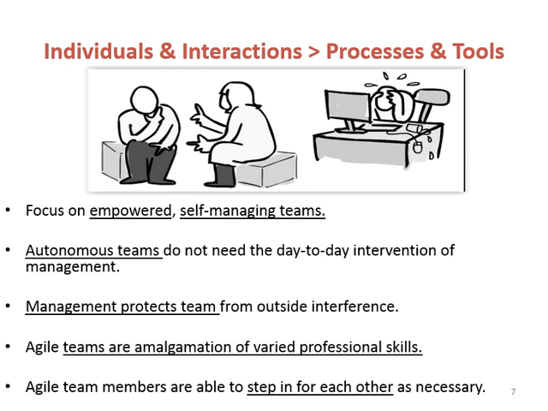Fourth, Agile teams are an amalgamation of varied professional skills. Agile doesn't say that all the team members should be Java developers, all project managers, all Unix developers, or all PL/SQL. It's a blend of various professional skills. So you can divide your iteration based on their skill set, and everyone has a chance to work on another technology or methodology also. Agile team members are able to step in for each other as necessary. They work as a team, not as individuals.